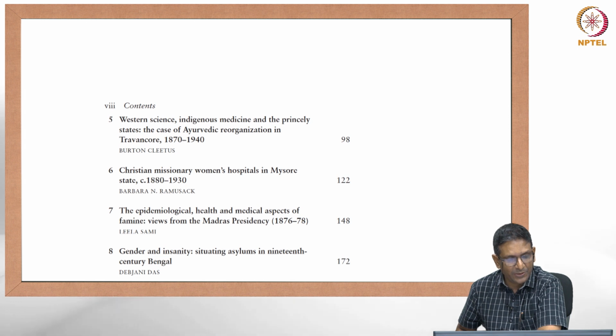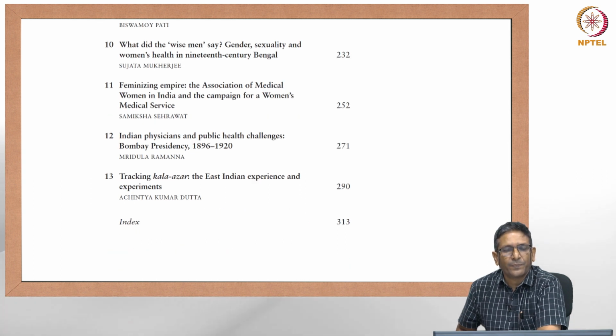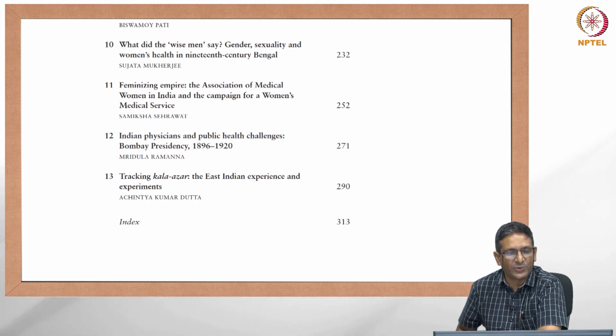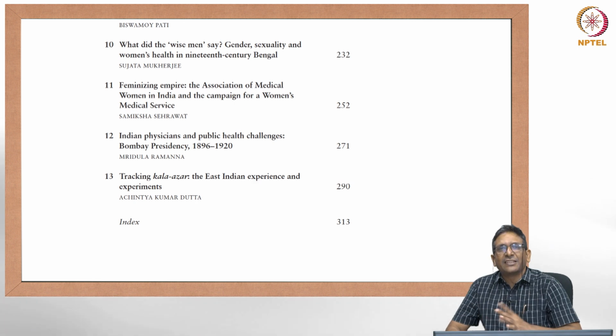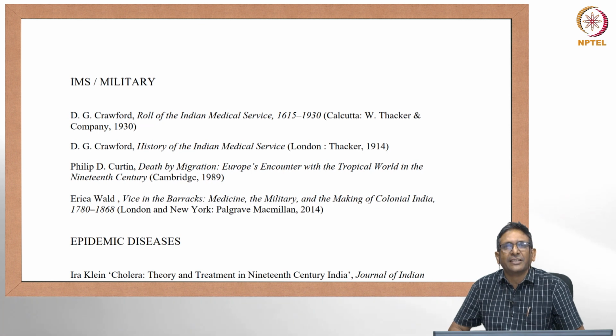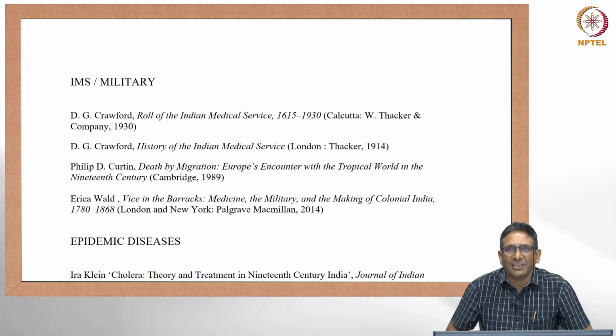Then this one is about insanity again. The ninth one is also on mental illness. Then further articles on women, gender, sexuality. Then the 12th one, again focusing on Bombay presidency and on medical personnel, in that case physicians. Then the next one is on East India, focusing on a particular disease. So that's the advantage with these kinds of edited volumes. Hopefully you'll have access to some of them.